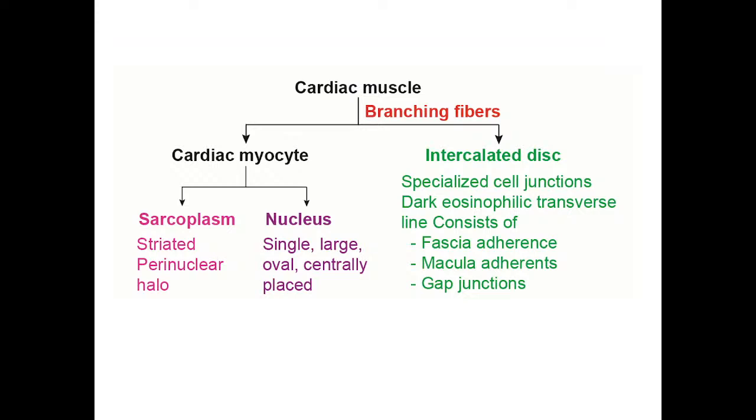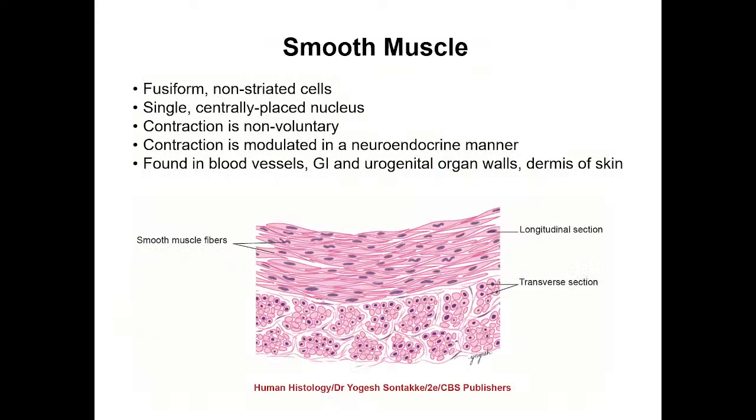The nucleus is single, large, oval in shape and centrally placed. These are the features. And the intercalated disc is a specialized cell junction between two adjacent myocytes, and it consists of three structures: fascia adherens, macula adherens and gap junctions. With this, they are connected with each other. Any doubt in cardiac muscle?